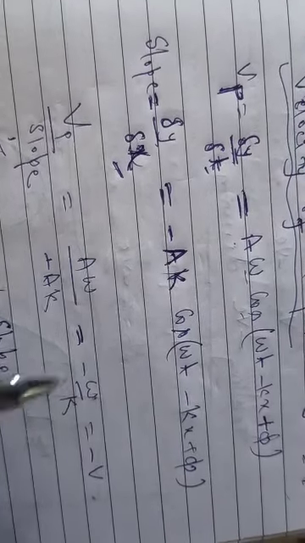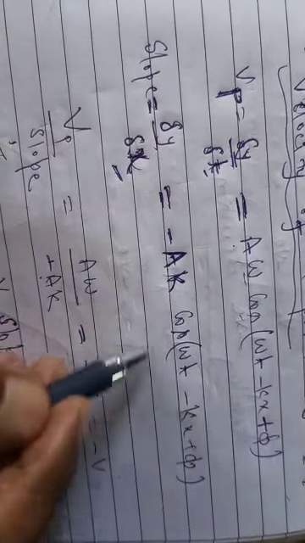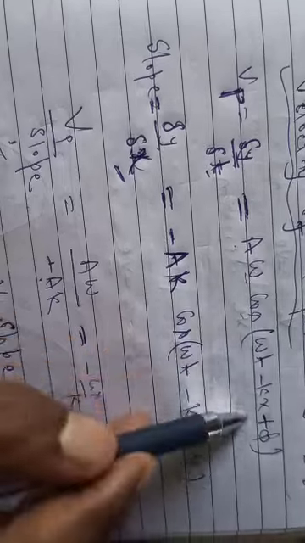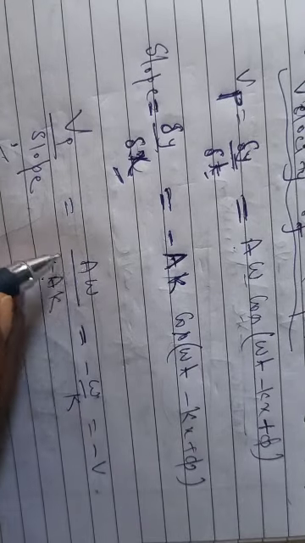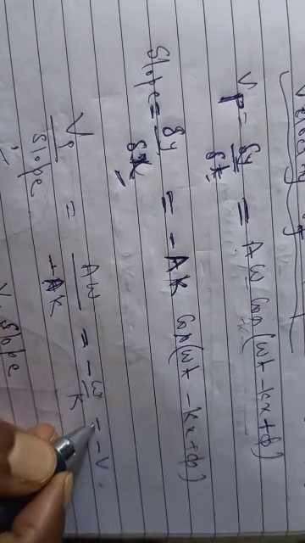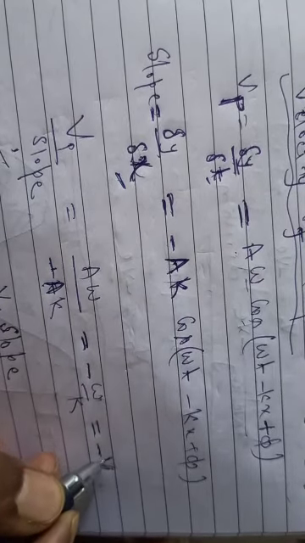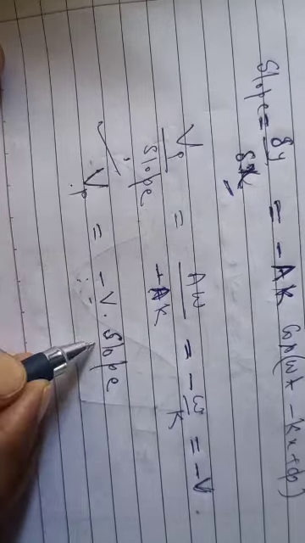If you divide these two, we are getting Vp by slope. Okay, a omega by minus ak, and cos and cos both will cancel out because these two terms are the same, isn't it? So what is remaining? A omega and minus ak. If both a are cancelling, what is remaining? Minus omega by k, and that is equal to minus v also. Okay, minus v. Now we can say Vp will be equal to minus v into slope.